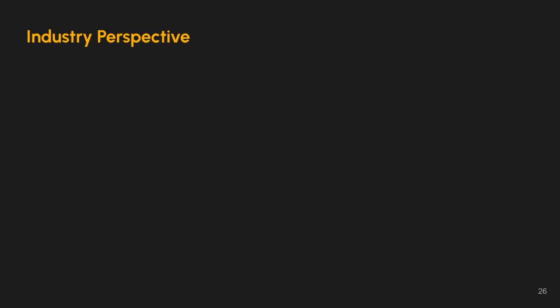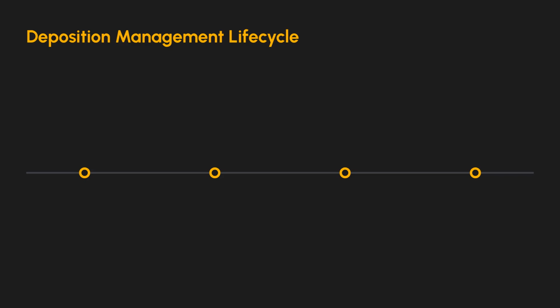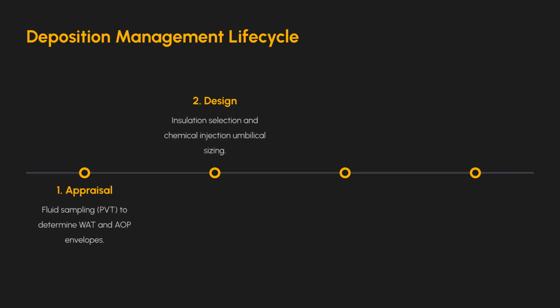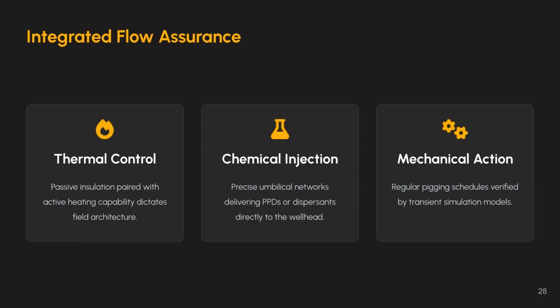Ultimately, flow assurance is about more than preventing blockages. It is vital for guaranteeing the economic viability of deepwater assets over their entire lifecycle. The management lifecycle progresses from initial appraisal and fluid sampling to design, ongoing operational maintenance, and finally, late-life management of water cut and pressure decline. Integrated flow assurance combines thermal control, precision chemical injection through umbilical networks, and regular mechanical pigging to safeguard production.